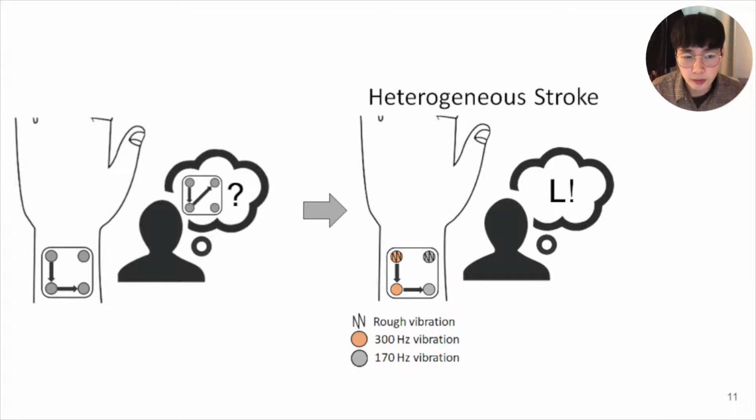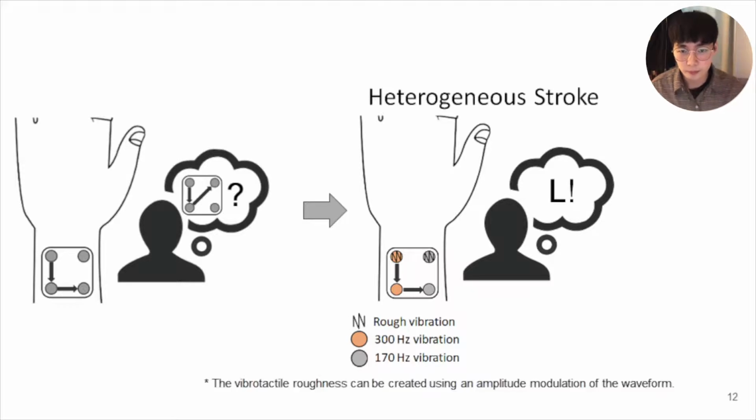concept that utilizes unique vibration cues for each tactor. As the stimulus of each tactor becomes more distinguishable, the overall pattern recognition rates can be improved. We designed 4 unique vibrations by combining 2 levels of frequency and roughness of vibration. And this is our implementation of the heterogeneous stroke concept.